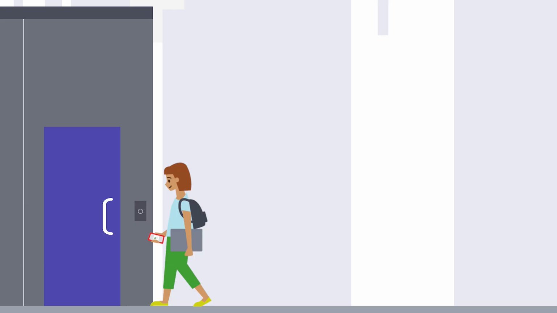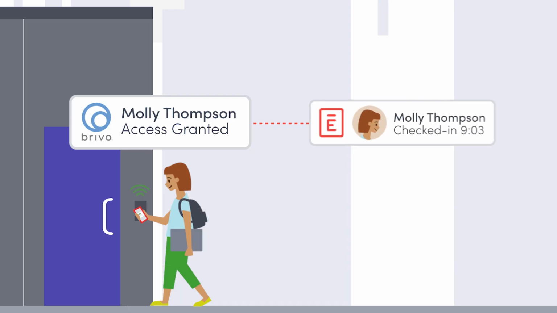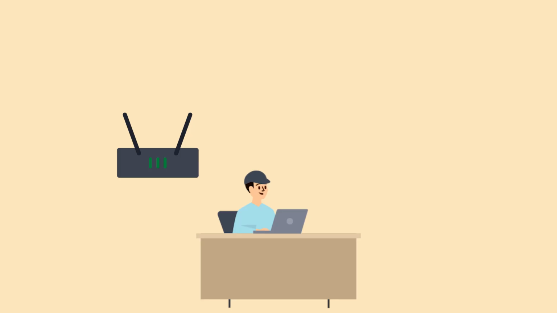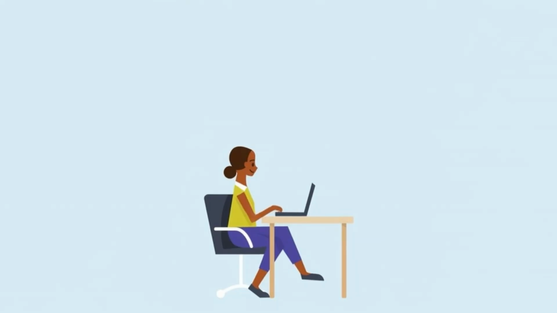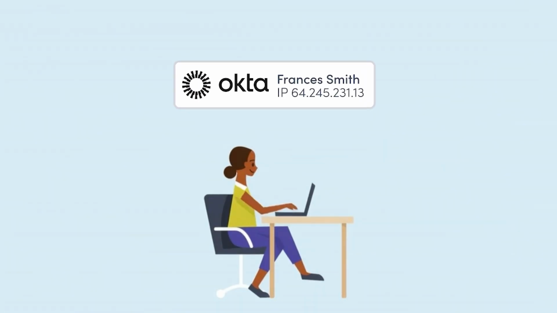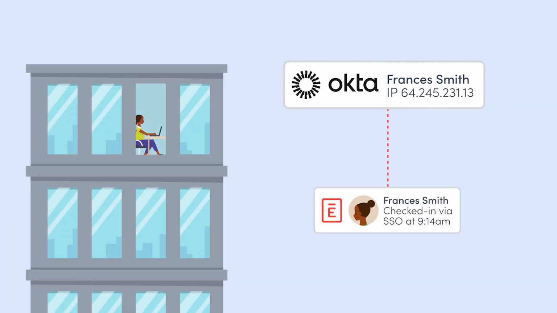For example, if someone badges in at the front door, Envoy receives this signal and checks this employee in. If their device connects to your office Wi-Fi, Envoy can automatically check them in. With SSO, when users authenticate into their apps, Envoy can receive their IP address and confirm their on-site presence.